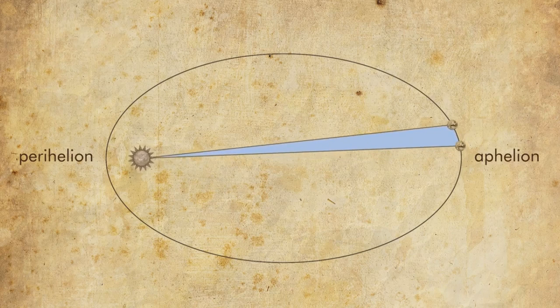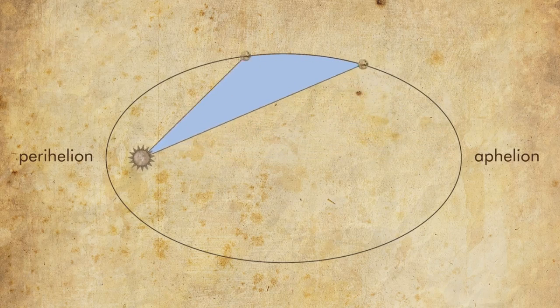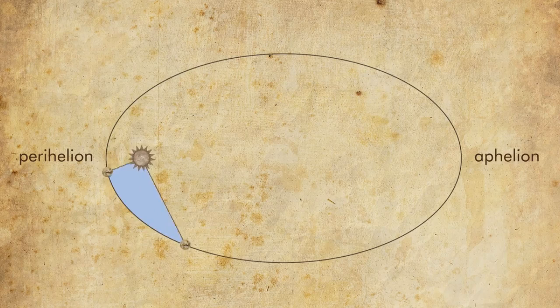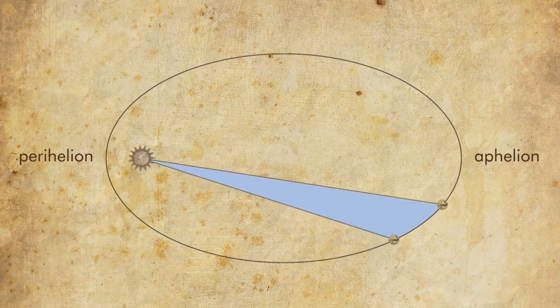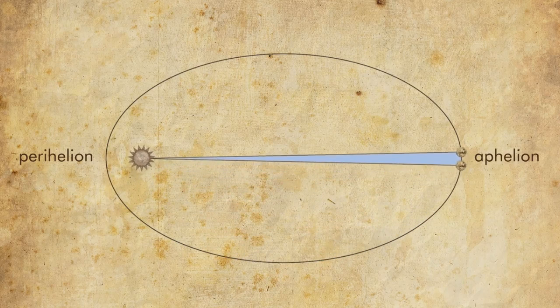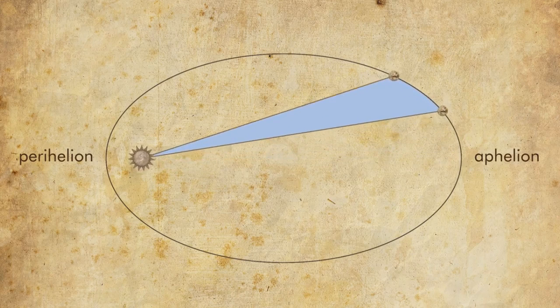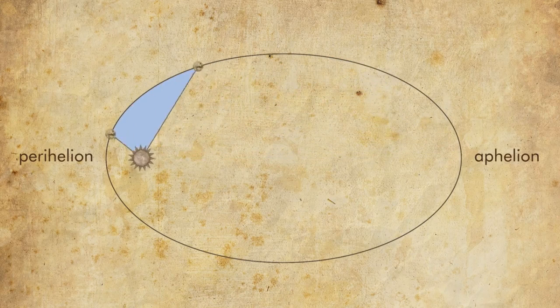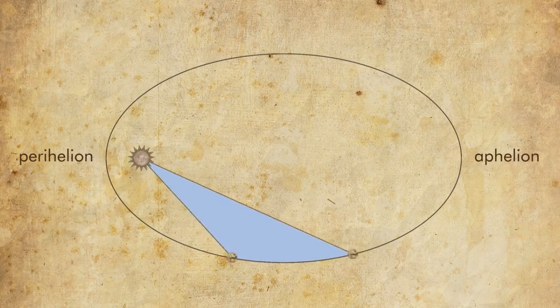In the first case, the line connecting Mars to the Sun is very short, but because the planet is moving faster, it covers a lot of distance. In the second case, the line segment is much longer, but Mars also moves more slowly. Either way, the area swept out in a fixed amount of time is the same.